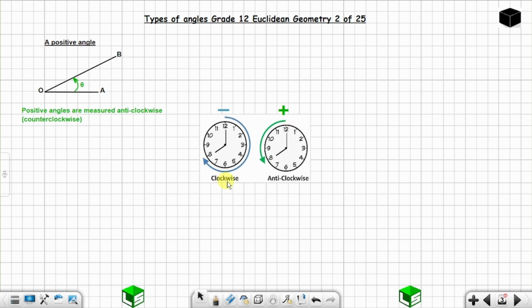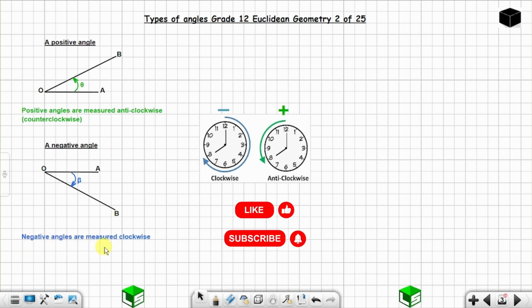And clockwise is the same way the hands of the clock turn. Like this. So this is a negative angle. Can you see? Clockwise. Negative angles are measured clockwise.